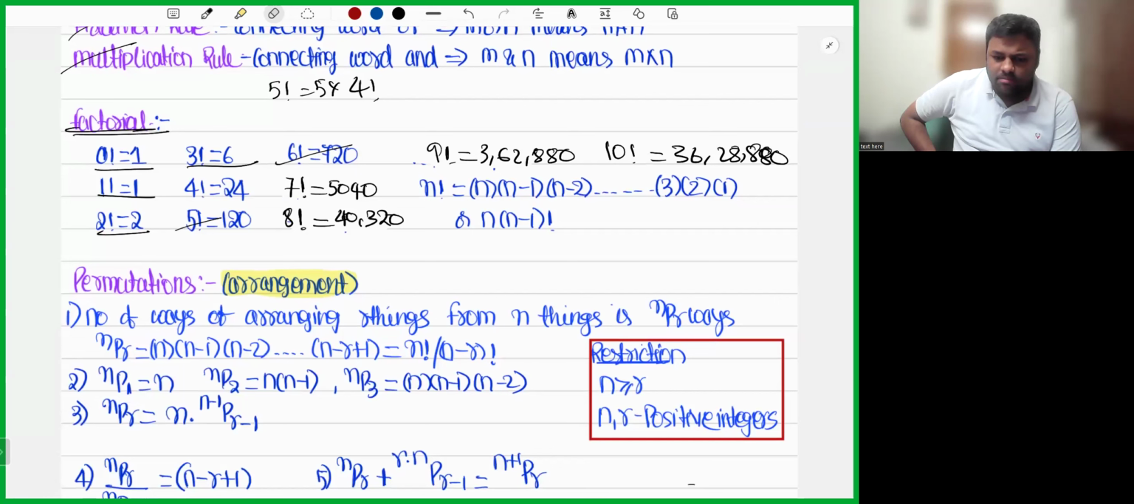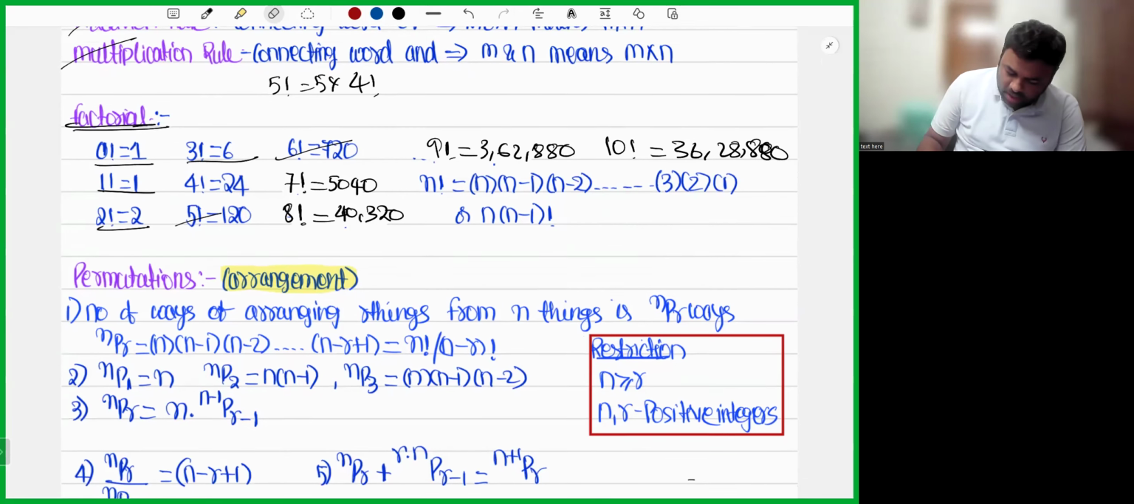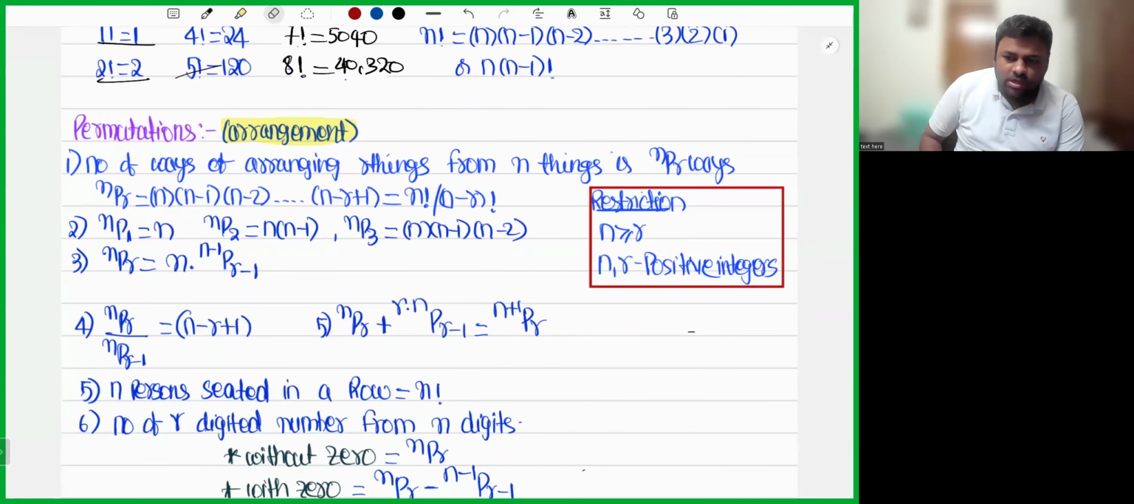What is factorial? A simple backward multiplication is called factorial. How will you write n factorial? n into (n minus 1) into (n minus 2), and so on till 1, right? Next step. Or you can even write it as n into (n minus 1) factorial. Next, after this, we have started with permutations.